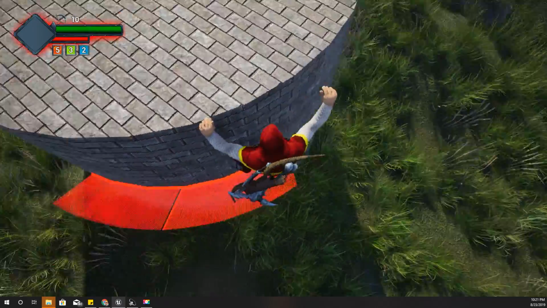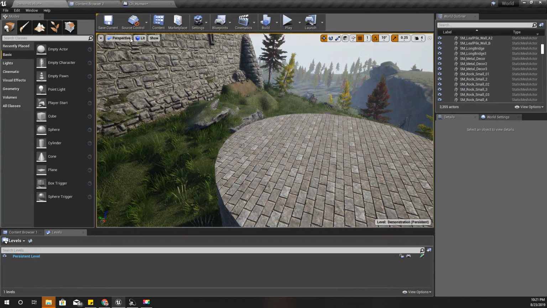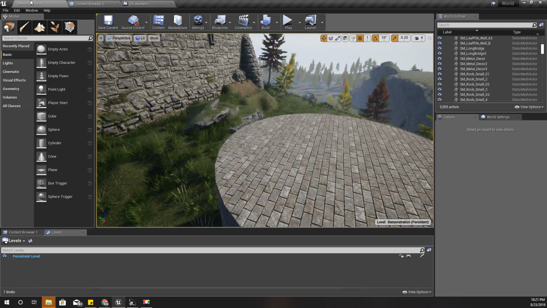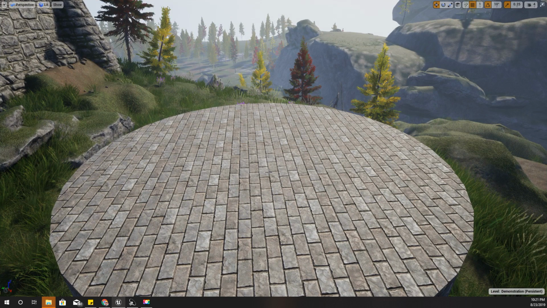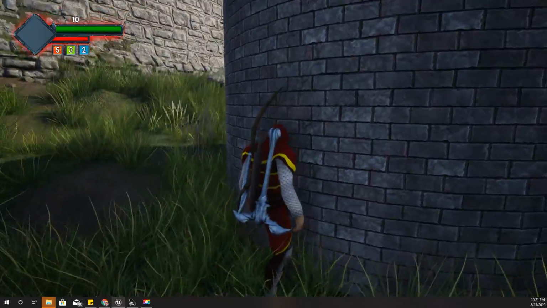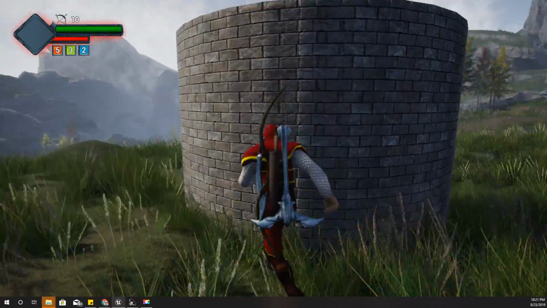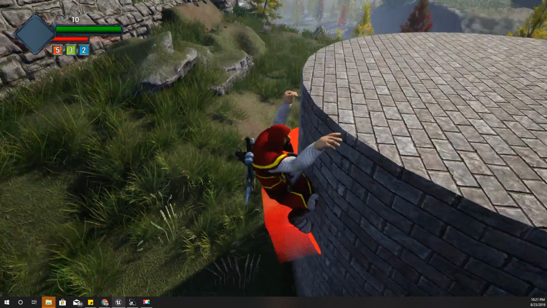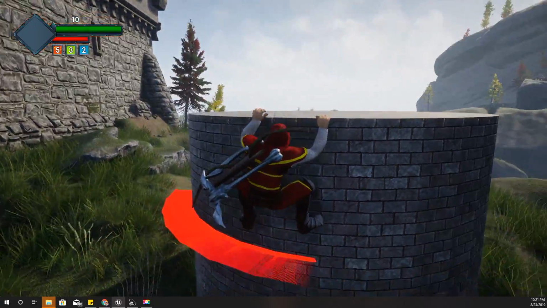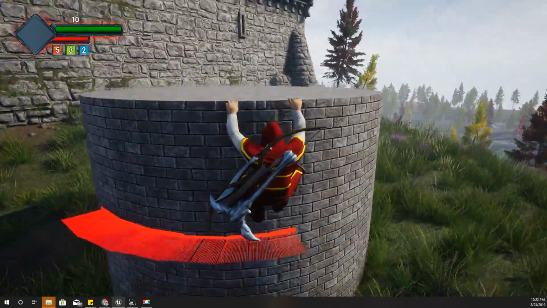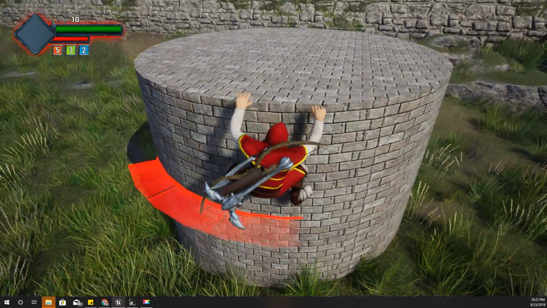Maybe shall we try increasing this speed to 0.5. That's too high. Okay, this seems alright, but still I have to adjust the hand location to perfectly match with the ledge, but we can fix it. I can go round and round.